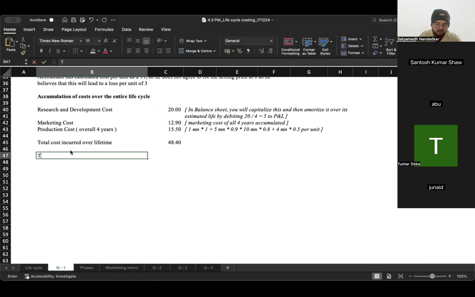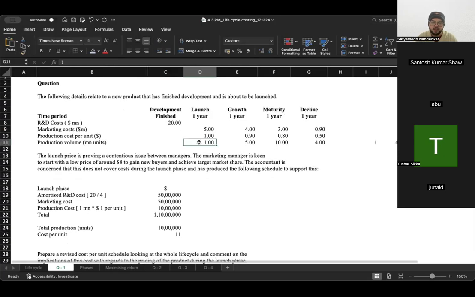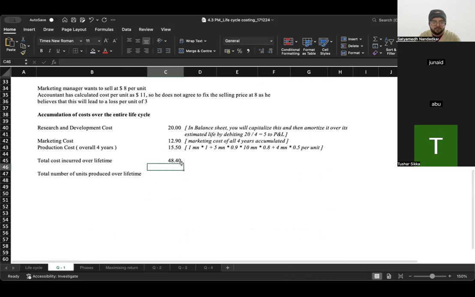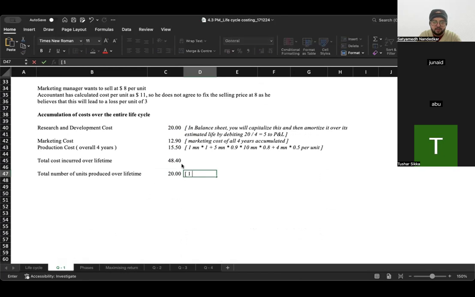Then total number of units produced over lifetime. कितना प्रोड्यूस किया? 1 plus 5 plus 10 plus 4, 20. Write that down. 20. This is 1 plus 5 plus 10 plus 4.